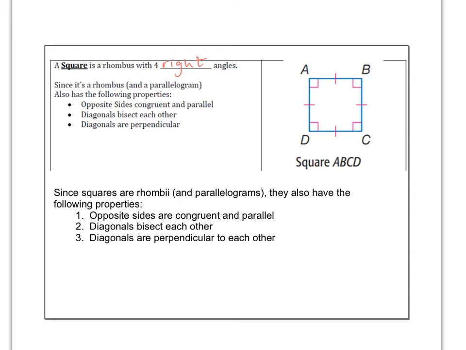Opposite sides are parallel and congruent. The diagonals bisect each other. The diagonals will even be perpendicular. Imagine I draw in these diagonals. They're going to be perpendicular because the square has all the properties that a rhombus has.